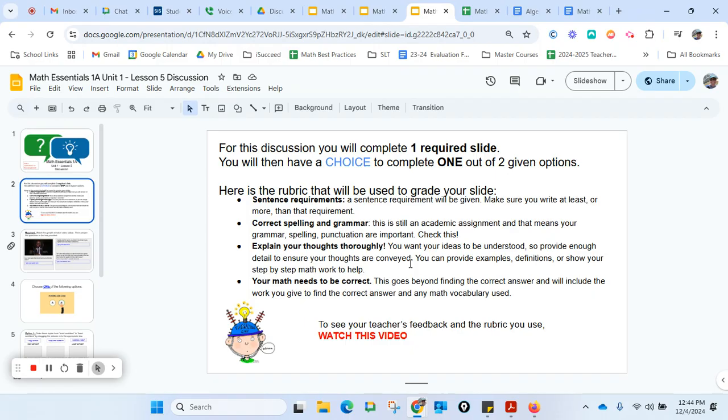And then lastly, we need to be correct. In this case, is your math correct? This goes beyond finding the correct answer. We need to make sure that we're providing step-by-step or supporting work for that correct answer.